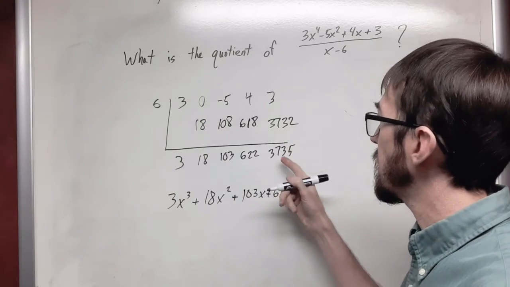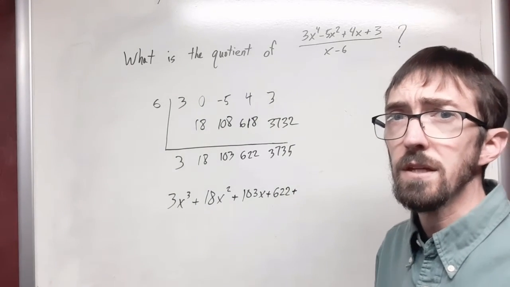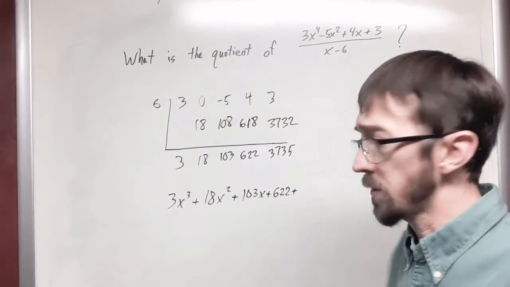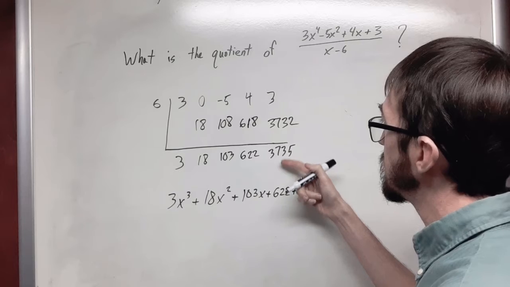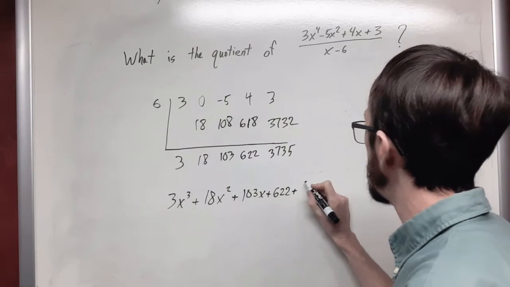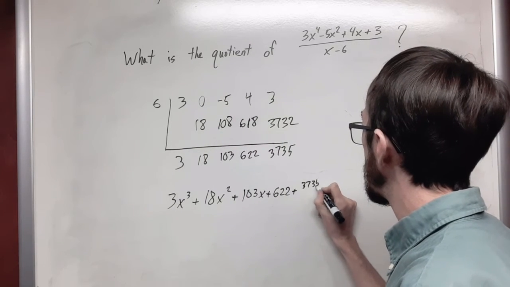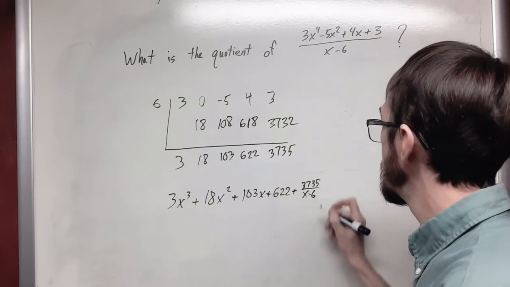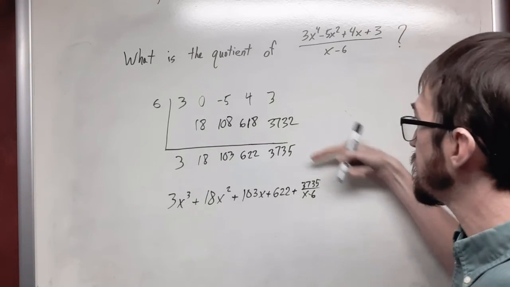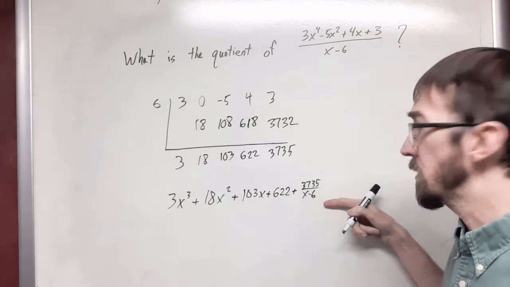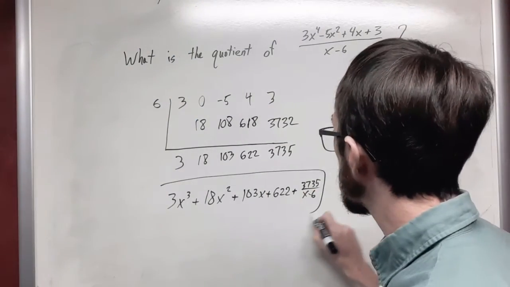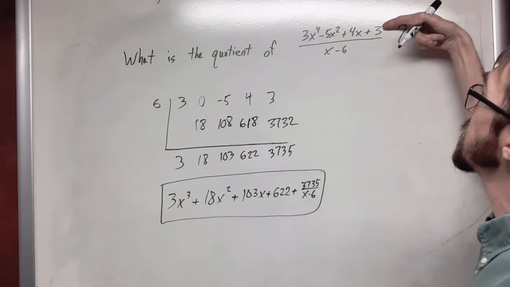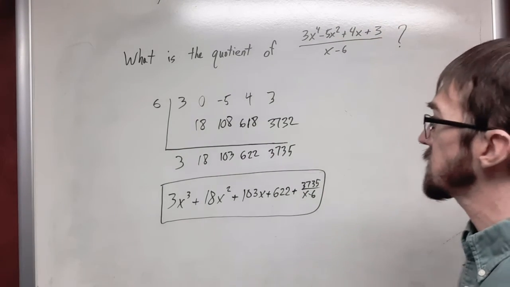And this is going to be our remainder, and you do the same thing that you would do with the remainders if this were like a 4th or 5th grade class. It becomes the numerator of the thing that you divided by, and the thing that we divided by is x minus 6. So the remainder portion here is the numerator for a fraction.